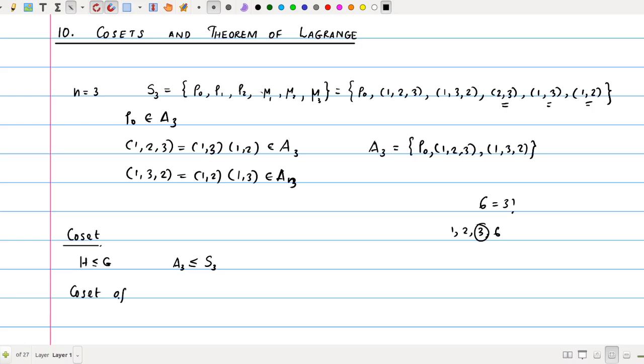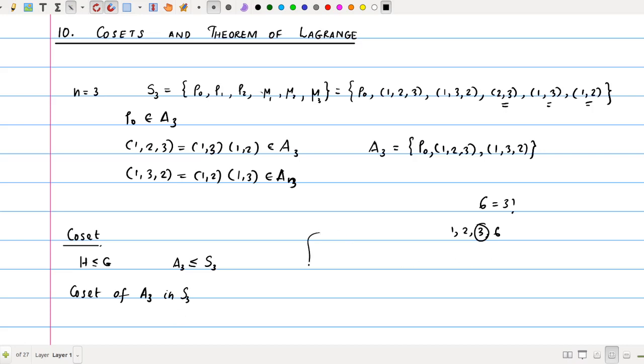Coset of A3, which is a subgroup of S3. So we write the coset of A3 in S3. This is the way we represent or write this coset. These cosets are nothing but the partitions of S3.